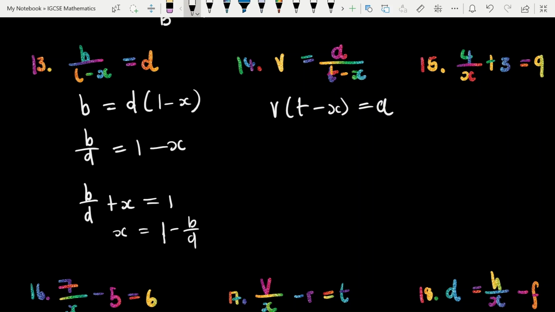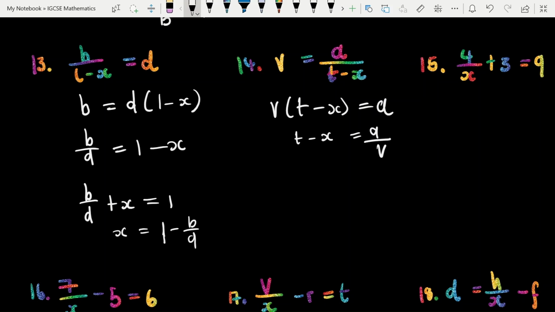He's the one who's causing it. So I remain with t minus x being equal to a over v. Be careful. Look at what v is doing. He's multiplying because it's outside the bracket. When I take it to the other side, he obviously will do the opposite. And what's the opposite? Dividing. Good. So it's dividing.